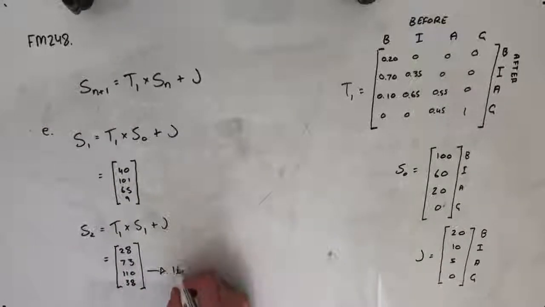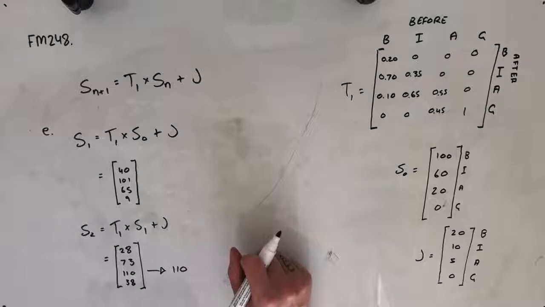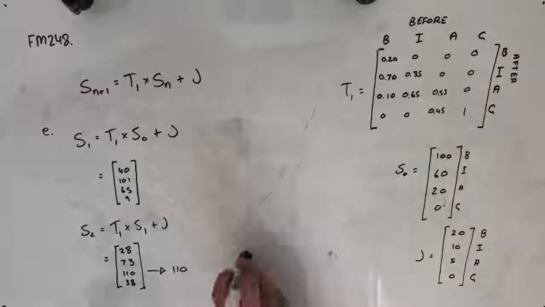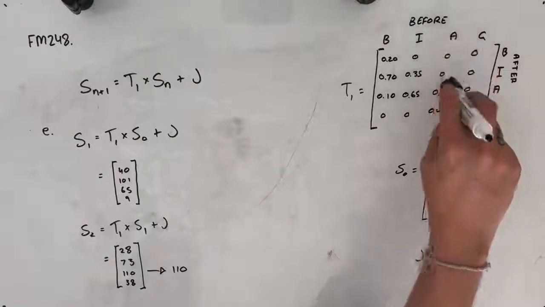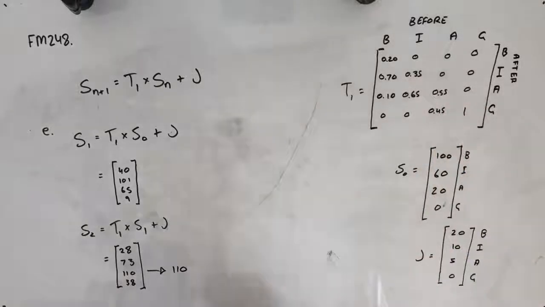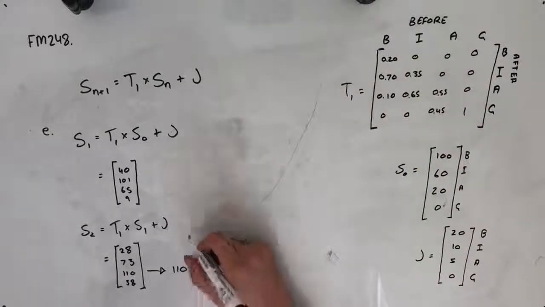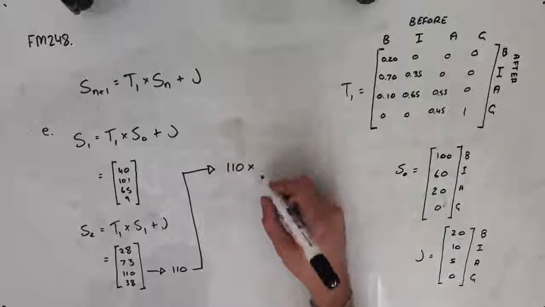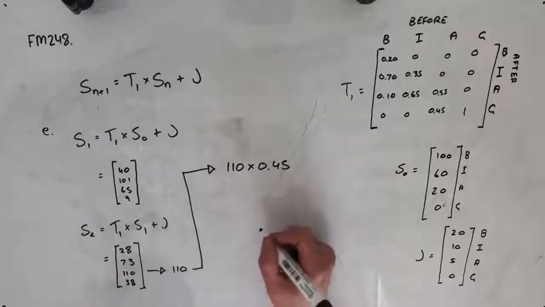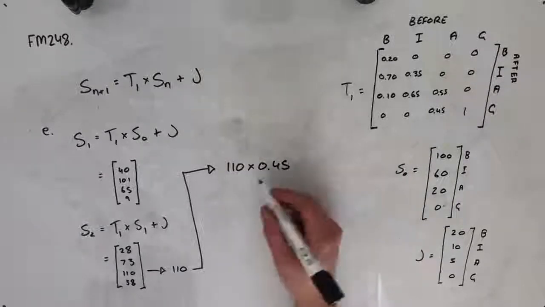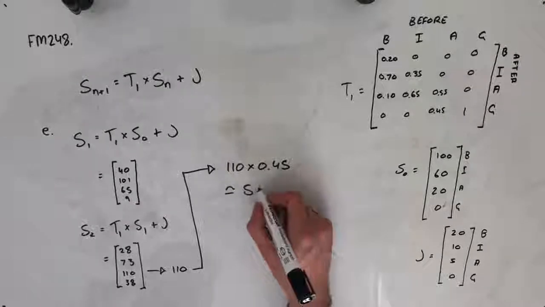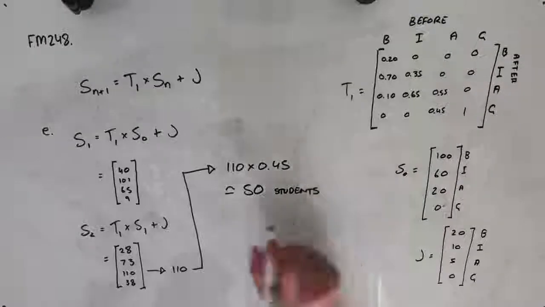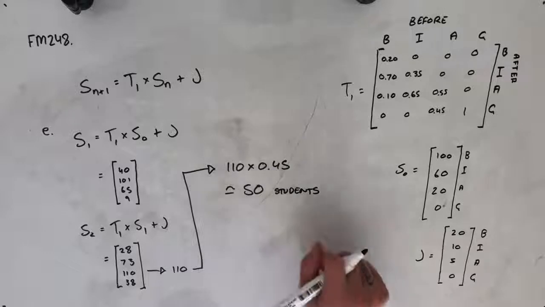From here, we have 110 advanced level students, and the amount that we are expecting to graduate after the next assessment, well, according to this transition matrix, we're expecting 45% of our advanced level students to graduate. So I'm just going to take that 110, times that by 0.45, which should equal, when rounded and corrected, roughly 50 students. So we're expecting 50 of our advanced level students to graduate after the second assessment.